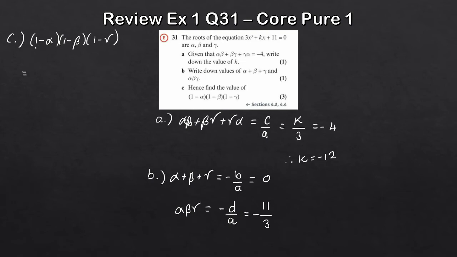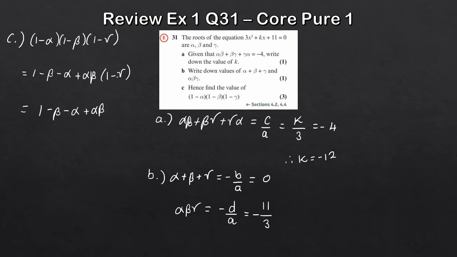So if I expand the first 2, 1 times 1 is 1. 1 times minus beta is minus beta. Minus alpha times 1 is minus alpha. And then minus alpha times minus beta, we get plus alpha beta. Okay. We just need to times all this now by 1 minus gamma. Okay, so 1 times 1, that's 1. 1 times minus beta is minus beta. Minus alpha times 1 is minus alpha. And then finally, 1 times alpha beta is alpha beta.